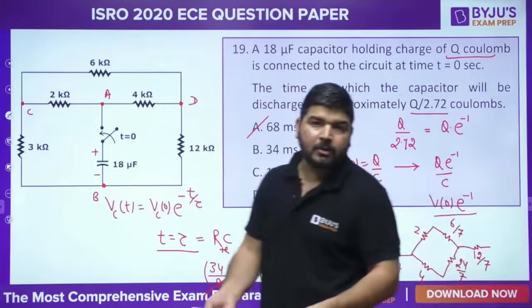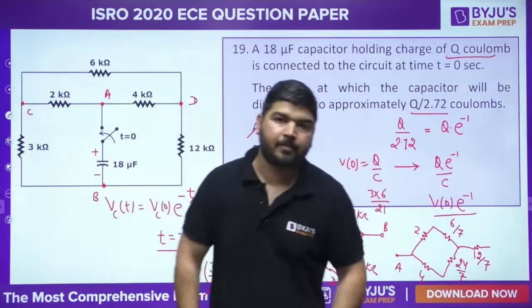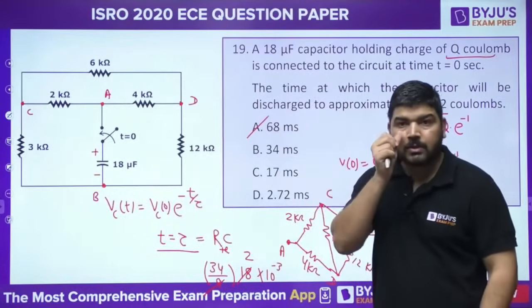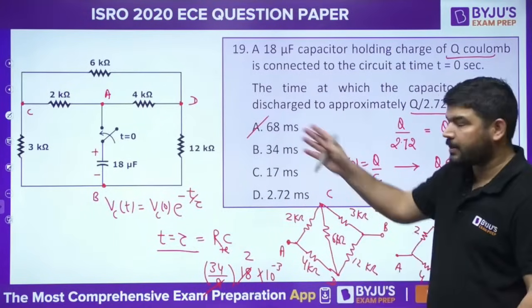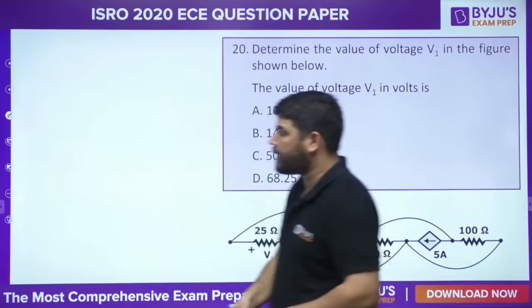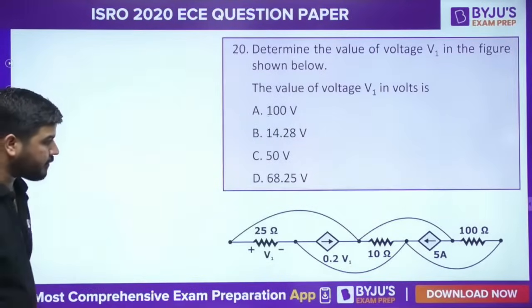Now you can see that in network theory, questions are simple, but it takes time. That's why you should avoid solving network theory at the first stage. It will take your time. Things are very simple, but they are taking time. Now let's come to this question.